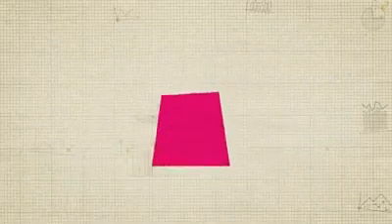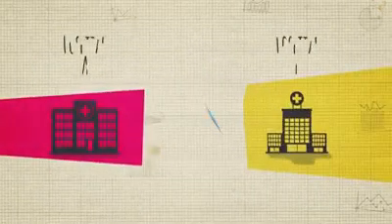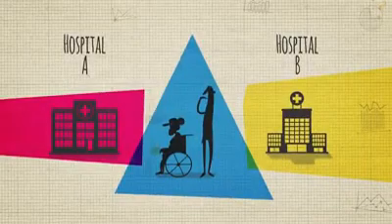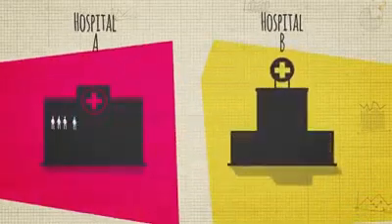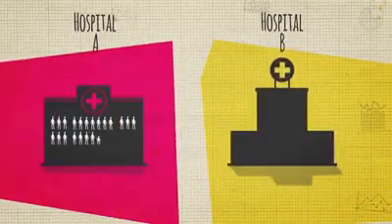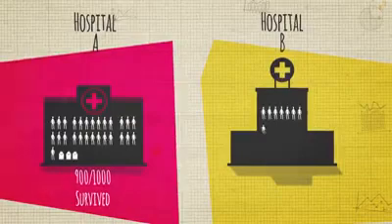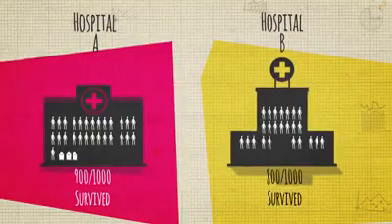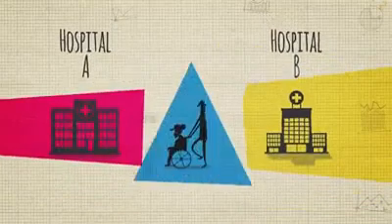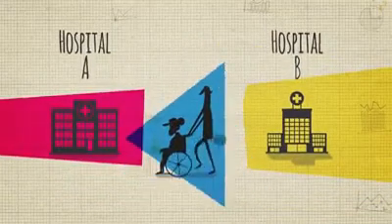For example, imagine you need to choose between two hospitals for an elderly relative's surgery. Out of each hospital's last 1,000 patients, 900 survived at Hospital A, while only 800 survived at Hospital B. So it looks like Hospital A is the better choice.